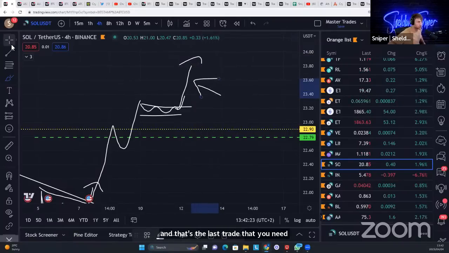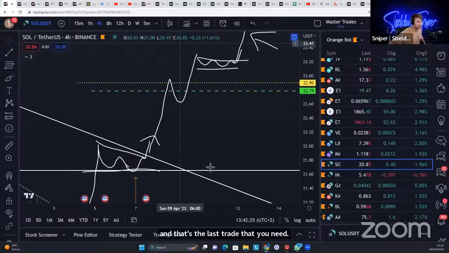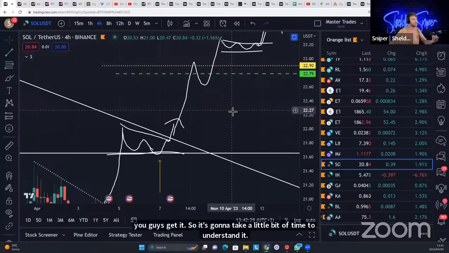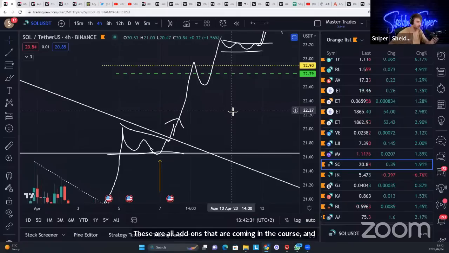If you guys get it. So it's going to take a little bit of time to understand it. These are all add-ons that are coming in the course and things like that. This is what you're going to learn every day, guys. We're going to practice this and actually do this. That's the beauty of it.